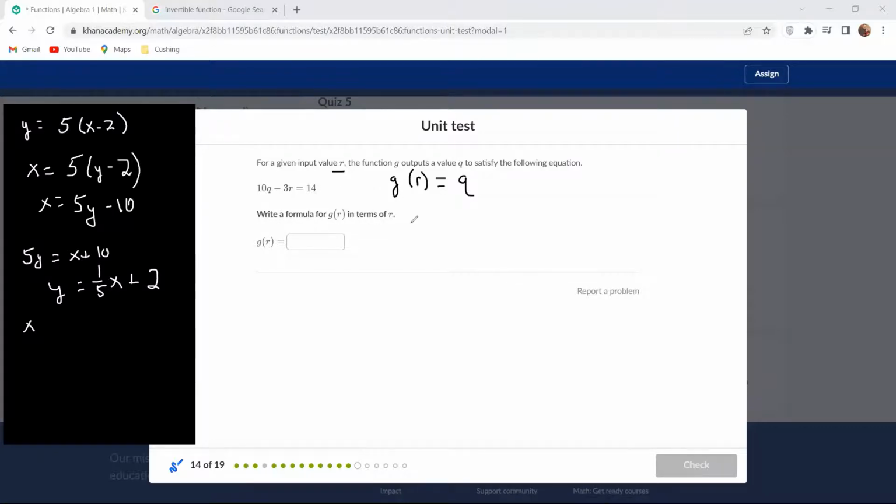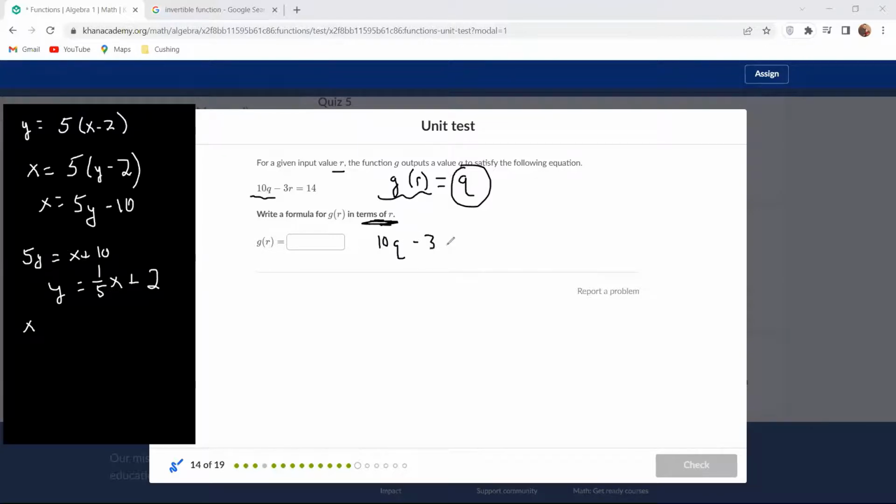Write a formula for G of R in terms of R. So we're writing a formula for G of R, which is the same thing as Q, and we're writing that in terms of R. So this is basically saying solve for Q. Solve for Q, in terms of R. My bad, totally got that wrong. Forget everything I just said. I had it right the first time. Solve for Q. Let's solve it first before I say something wrong again.